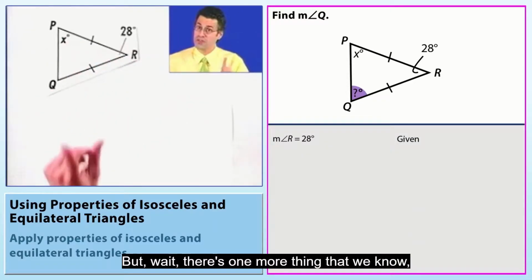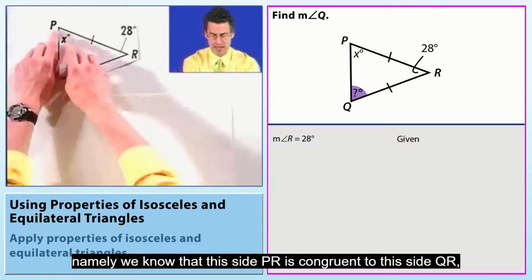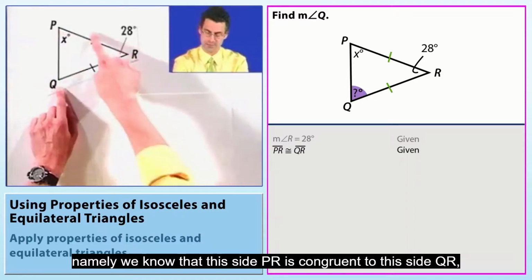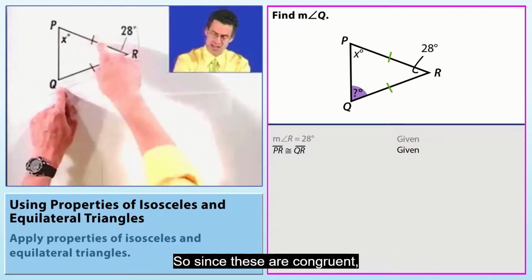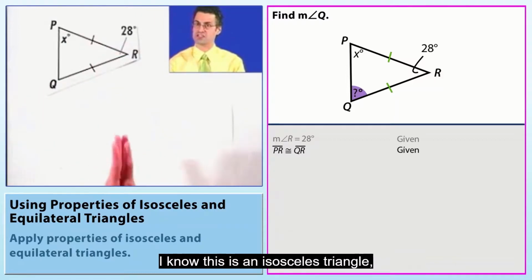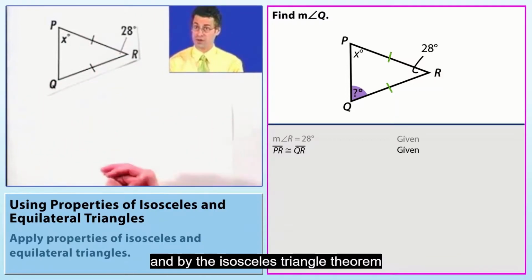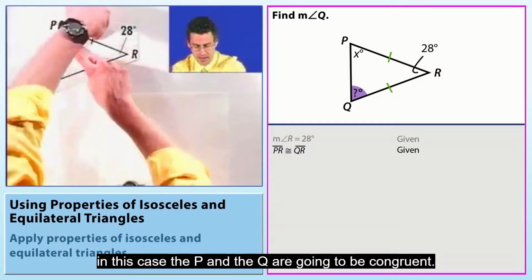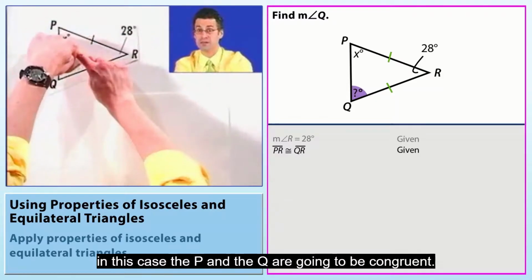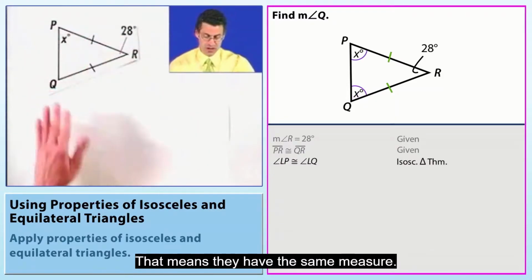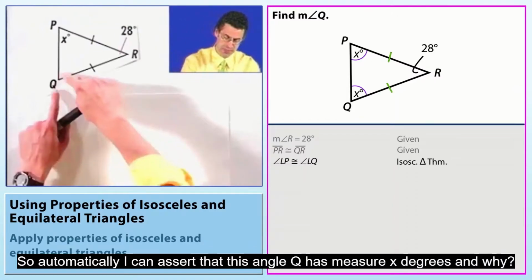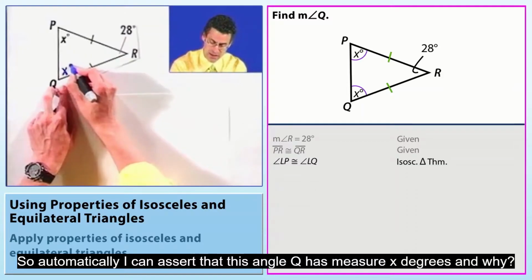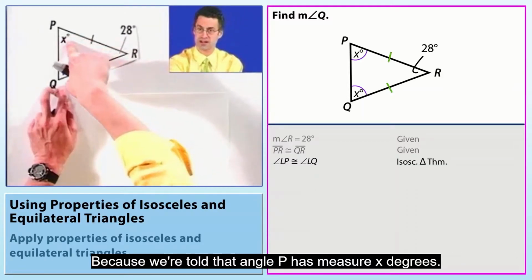But wait, there's one more thing that we know. Namely, we know that this side, PR, is congruent to this side, QR, because they're marked this way. So since these are congruent, I know this is an isosceles triangle, and by the isosceles triangle theorem, I know that the opposite angles, in this case the P and the Q, are going to be congruent. That means they have the same measure. So automatically, I can assert that this angle Q has measure x degrees. And why? Because we're told that angle P has measure x degrees.